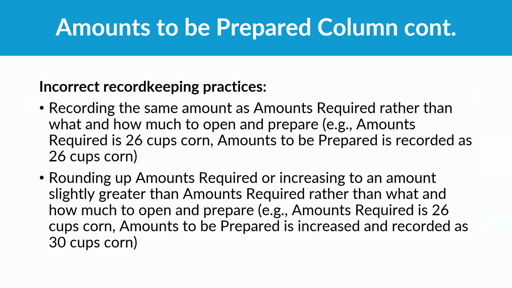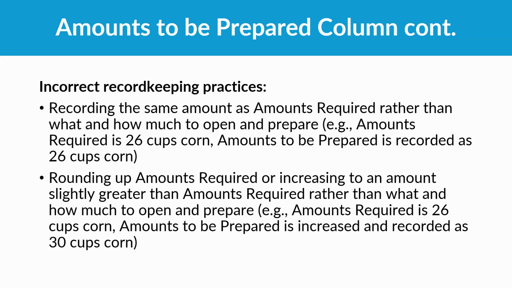So here are the two most common mistakes we see with the amounts to be prepared column of the production record. If the amounts required column states that you need 26 cups of corn, for example, the amounts to be prepared column is mistakenly used to record the same amount, so 26 cups, or an amount slightly higher or rounded up, such as 30 cups.